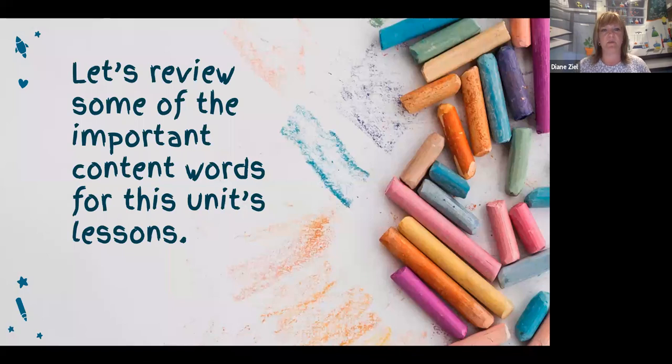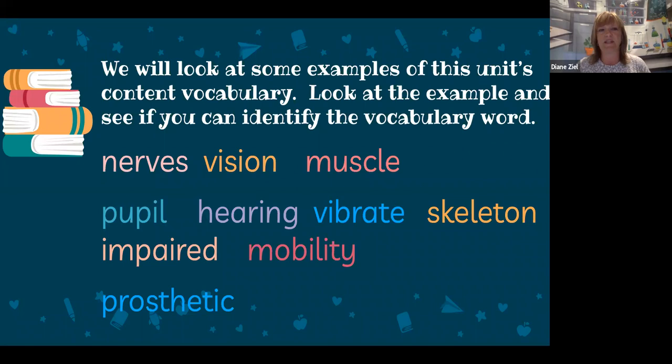Let's review some of the important content words for this unit's lessons. I'm going to show you some of the examples, and you're going to see if you can remember the content word that goes with the example that I show. Look at the example and see if you can identify the vocabulary word. We will review the words prosthetic, mobility, nerves, vision, muscle, pupil, hearing, impaired, vibrate, and skeleton.